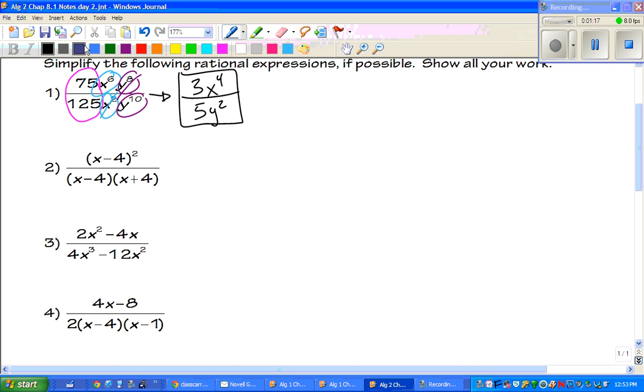All right, number 2. Now, first thing I noticed in number 2 is we've got that exponent up there. And that tells me that we have 2 of the x minus 4's because it's squared. Okay? And then the bottom stays the exact same. You have 2 x minus 4's, so those cancel out. And then you're left with x minus 4 over x plus 4.